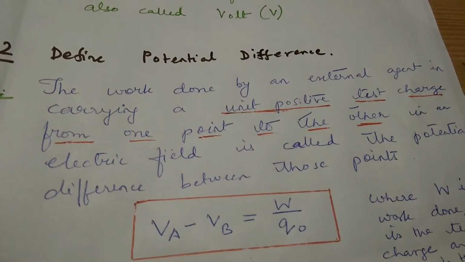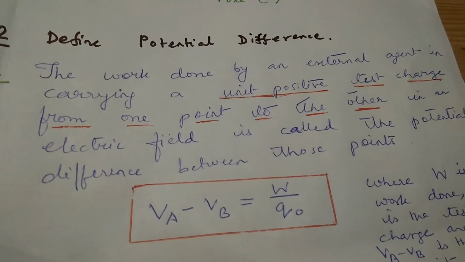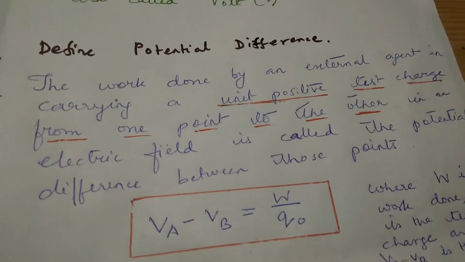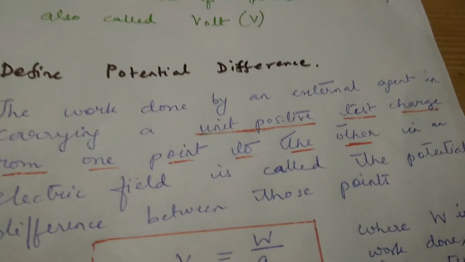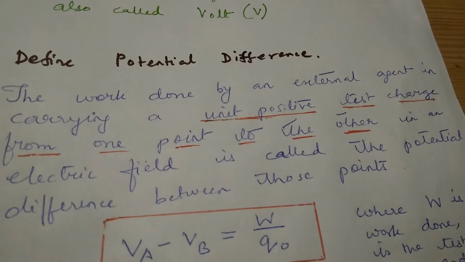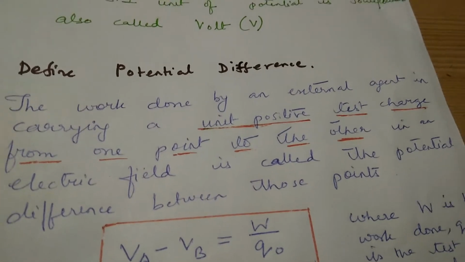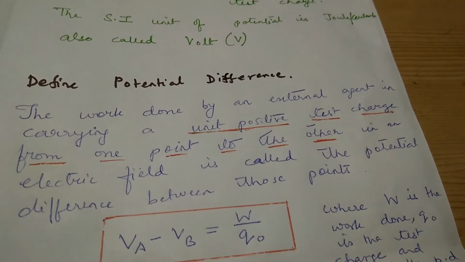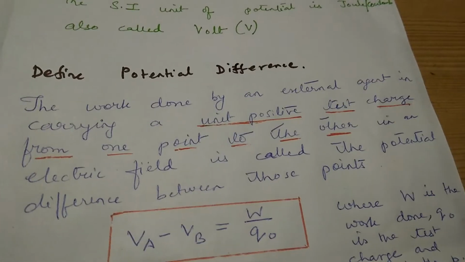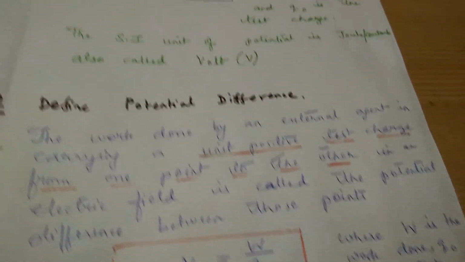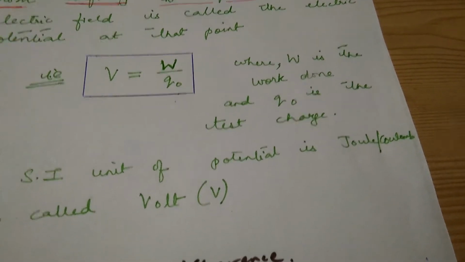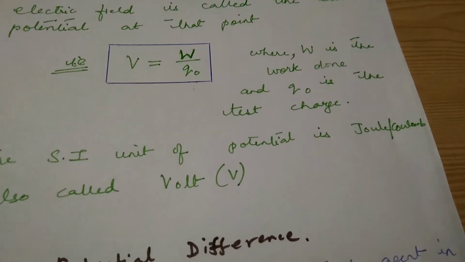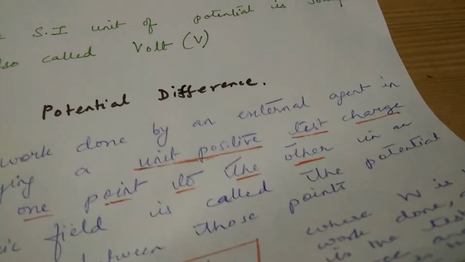So if we are considering 2 points in the electric field instead of infinity, then it is called the potential difference. Let me read out the definition for you. The work done by an external agent in carrying a unit positive charge from one point to the other in an electric field is called the potential difference between those points. So very similar definition, only a minor difference. Of course, every time we must mention after writing the formula where W is the work done and Q naught is the test charge. SI unit is volt. Whether for potential or potential difference, the SI unit is volt.